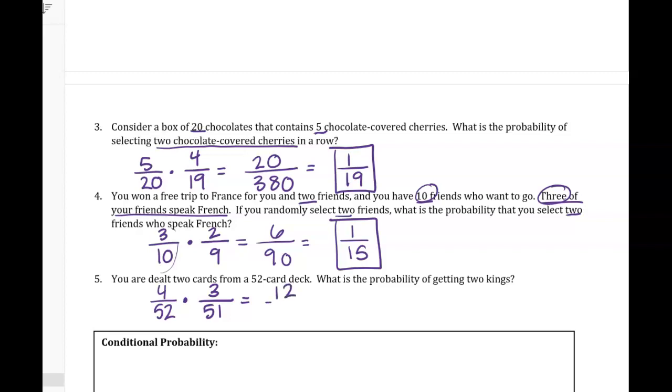So we get 12 out of 2,652, which simplifies. Again, please use your calculator, easy enough to simplify, 1 over 221.